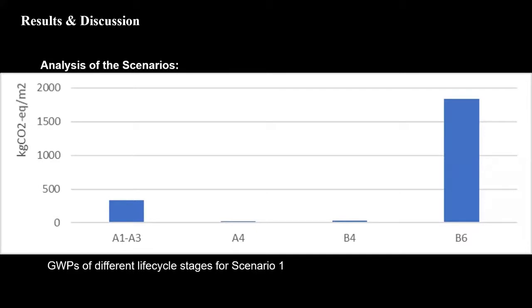There are several points that can be discussed on the outputs. First of all, operational carbon emissions, which is shown as B6 in the graph, clearly account for a vast majority of the total emissions. Even though the amount varies between the scenarios, operational carbon emissions are responsible for more of the GWP than any other life cycle stage. As an example, global warming potential of different life cycle stages of scenario 1 can be seen in the figure.